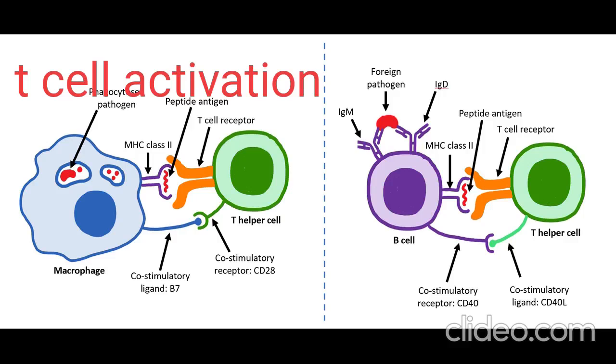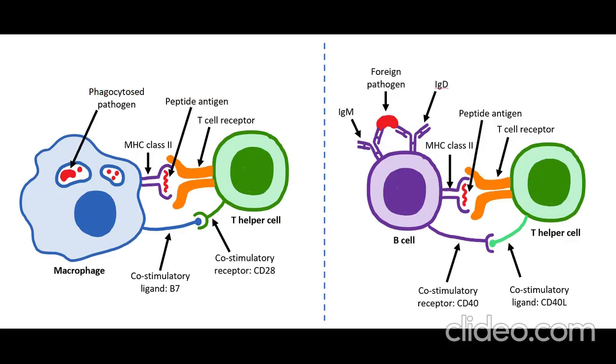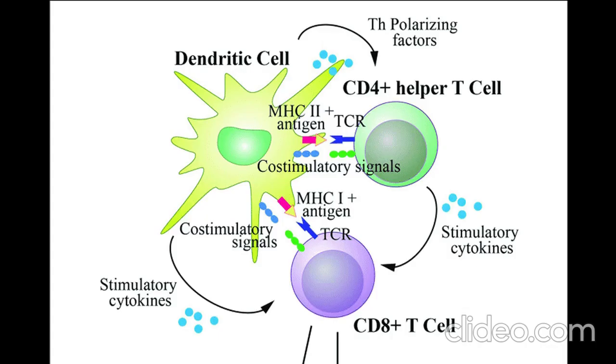How to activate T-cells. T-cells are activated when they come into contact with an antigen that is presented to them by an antigen-presenting cell (APC), such as a dendritic cell or macrophage. The process of T-cell activation is complex and involves several steps.